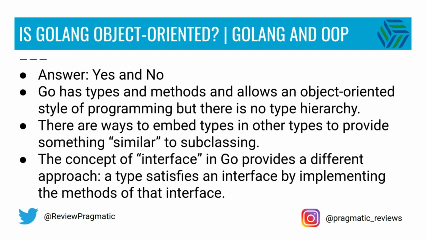In Golang, we have types and methods, and we can use an object-oriented style of programming, but there is no type hierarchy. There are ways to embed types using structs, something similar to subclassing, but definitely not the same thing. Interfaces in Golang are different from traditional object-oriented languages. In Golang, a type satisfies an interface by implementing the methods of that interface.